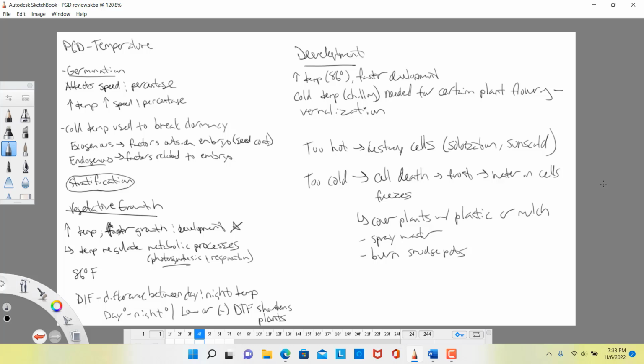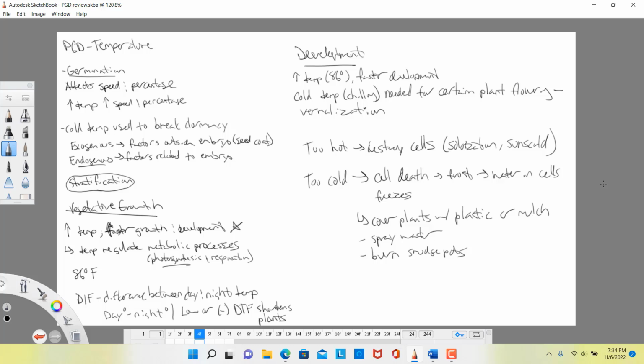So besides germination, temperature also regulates vegetative growth, with increases in temperature leading to faster growth and development. And this is because temperature regulates metabolic processes, including photosynthesis. And again, anything that affects photosynthesis is going to affect plant growth and development. But there is a limit, right? And that limit seems to be about 86 degrees Fahrenheit, where you will get increases in plant growth and development as you get closer to 86. But once you get past that, you don't really see any greater increase in plant growth and development.